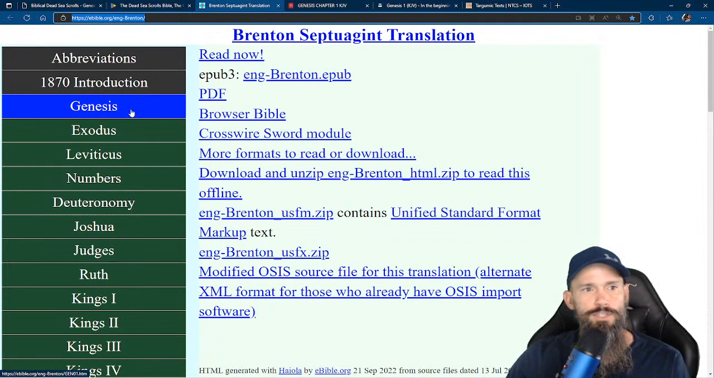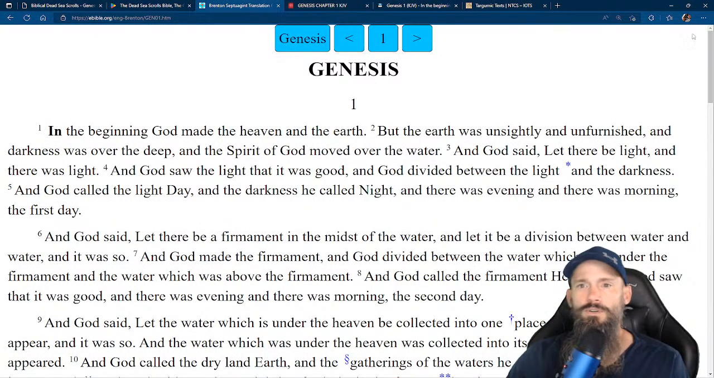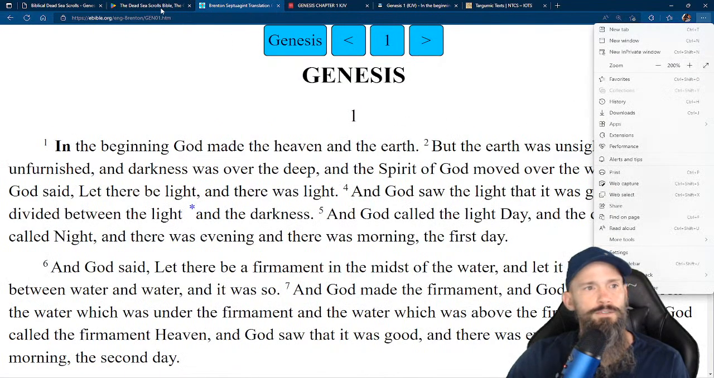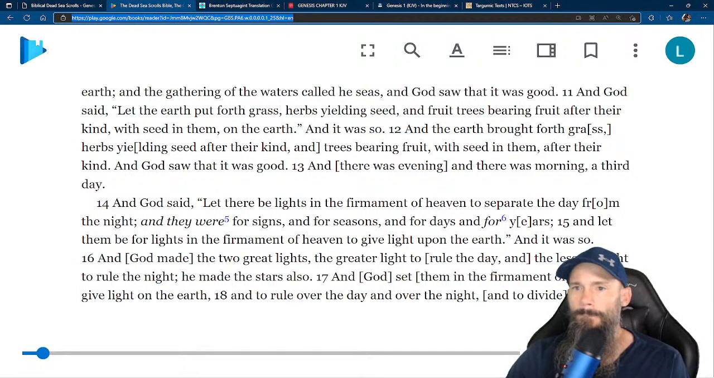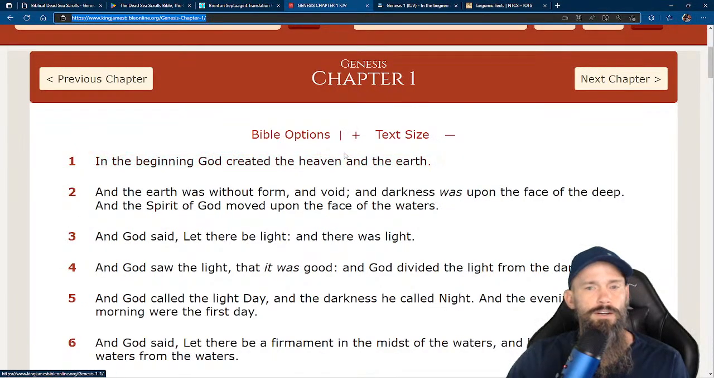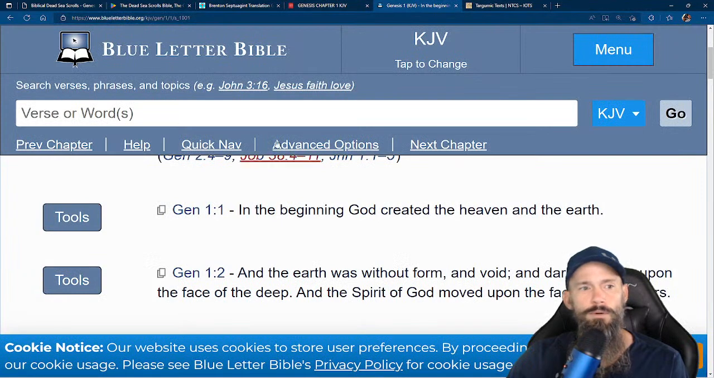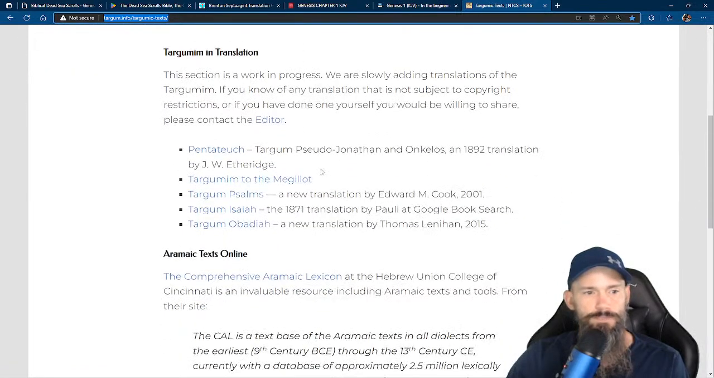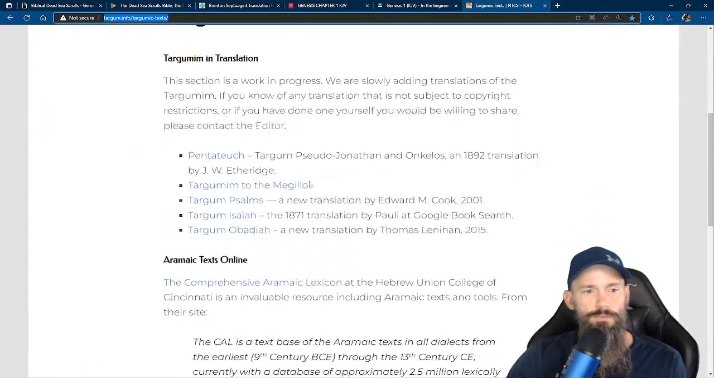Brenton Septuagint, Genesis, got that pulled up as well. Got to make sure everybody can see it really good. I got the KJV online pulled up. Got the links for all that. Blue Letter Bible is pulled up, and the Targum text. This is a Targum website.